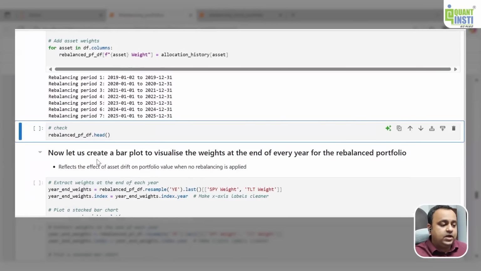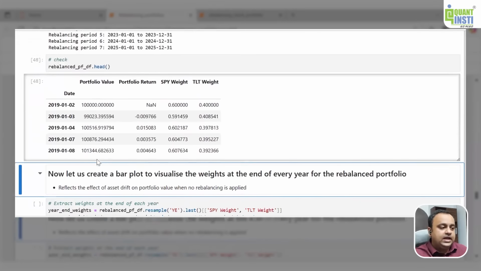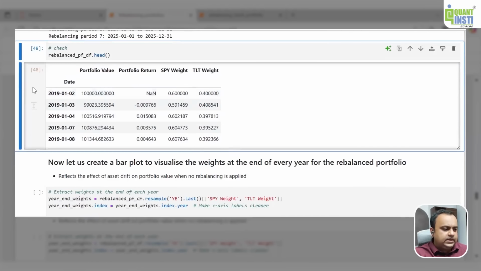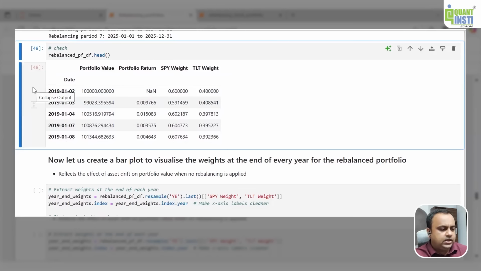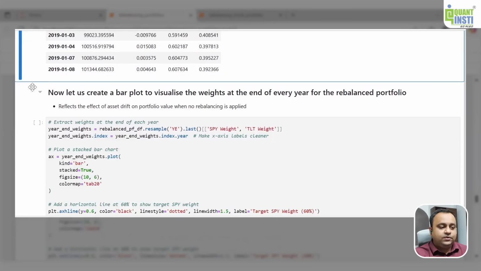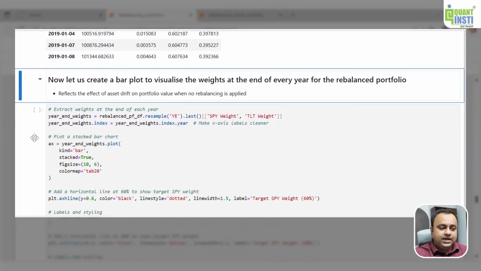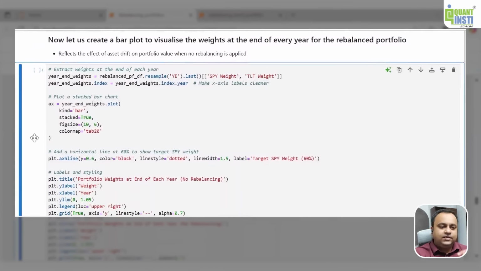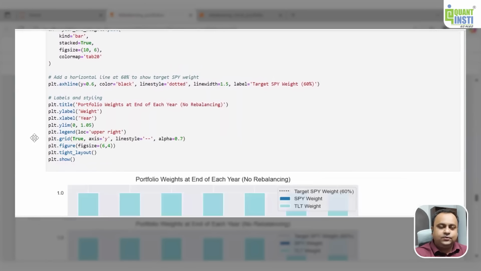Now moving on, I check how my rebalanced_pf_df looks like. And it looks like this. From the very beginning, I have got 0.6 and 0.4 allocation. In the beginning days, it obviously doesn't deviate much, but we'll see how it performs over a period of time. So what we're going to do is create a bar plot to visualize these weights at the end of every year for the rebalanced portfolio.